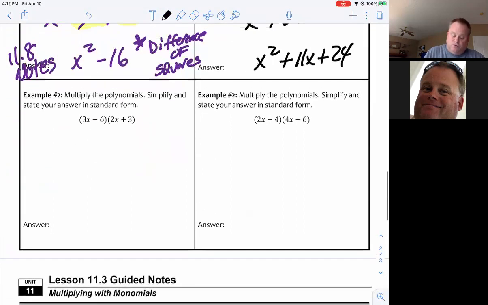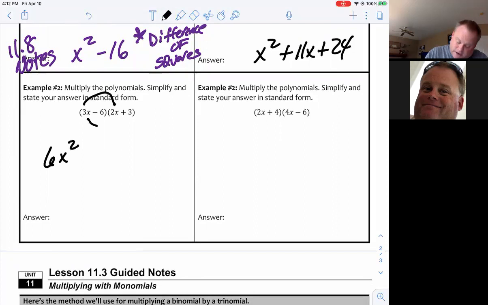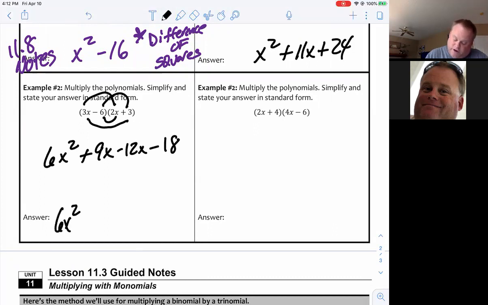Example 2, or it's really our third or fourth one. Multiply the polynomials: (3x - 6)(2x + 3). First, outside, inside, last. First: 3x times 2x is 6x squared. Outside: 3x times 3 is 9x. Inside: negative 6 times 2x is negative 12x. Last: negative 6 times 3 is negative 18. Write in standard form: 6x squared, 9x minus 12x is negative 3x, minus 18.